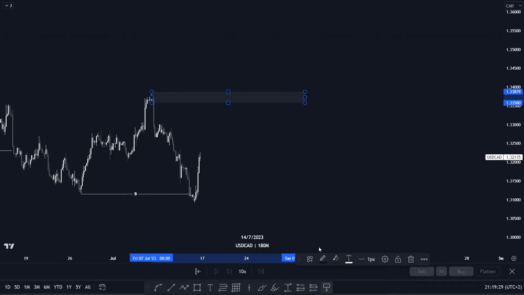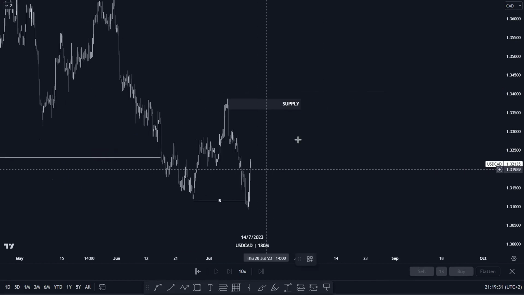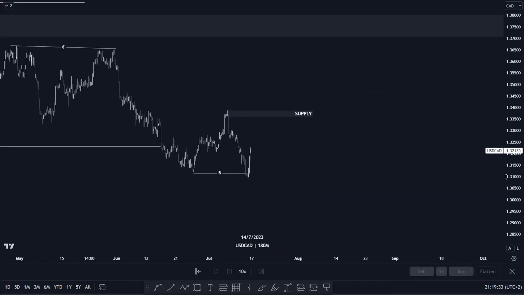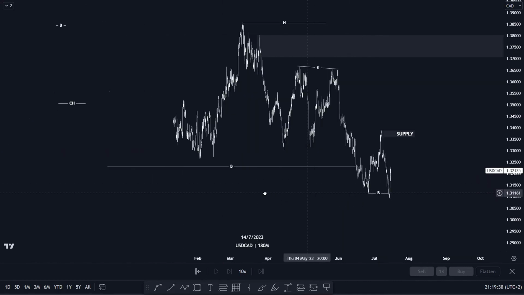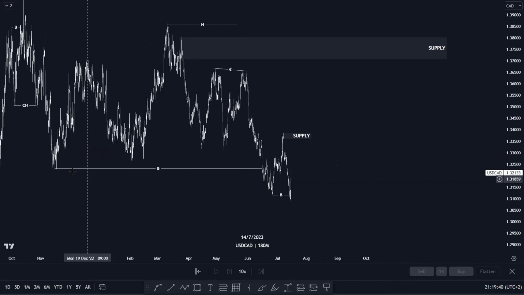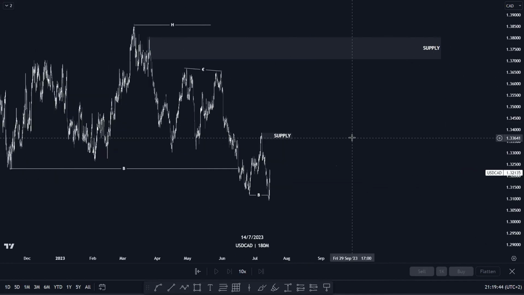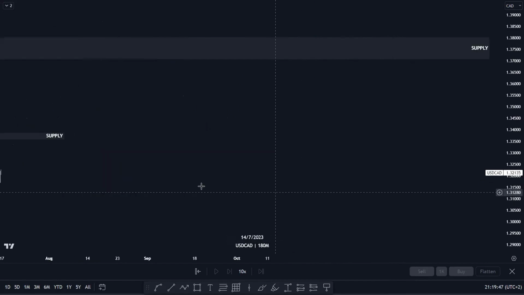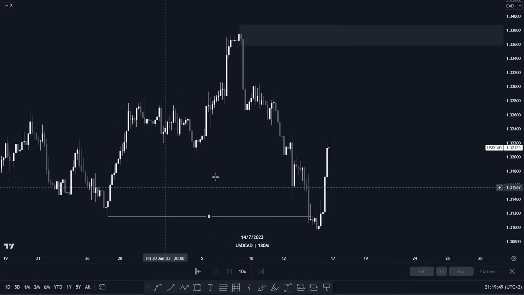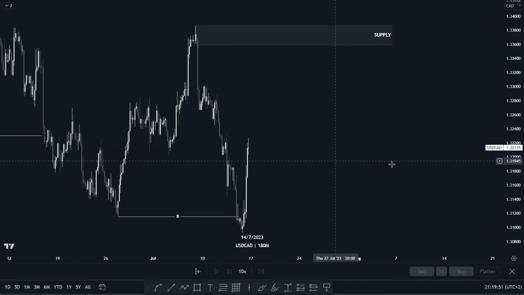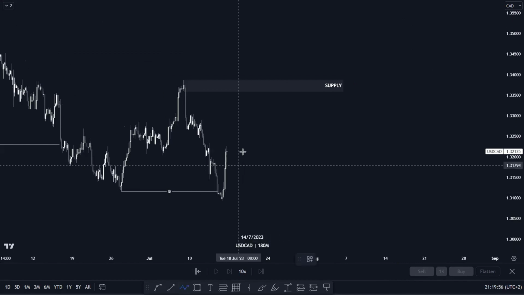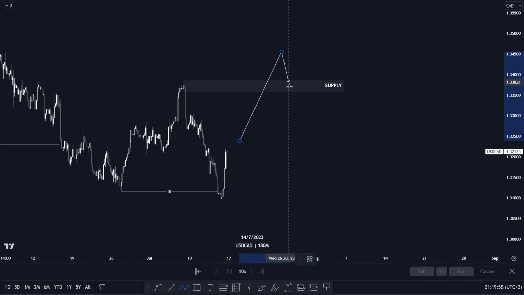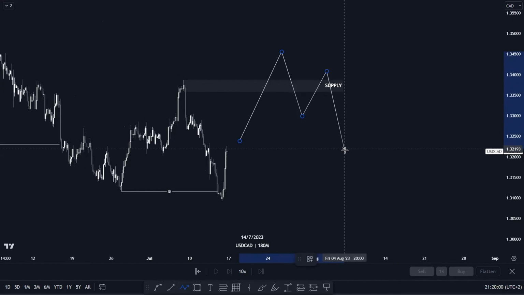Okay, so we have this supply area here. Now this here is all internal structure. Okay, so on our higher time frame, we know that there is a break of structure and a higher time frame supply where price needs to go. Okay, so on our lower time frame, we'll be looking for price to violate our supply area, and then push back to the downside.